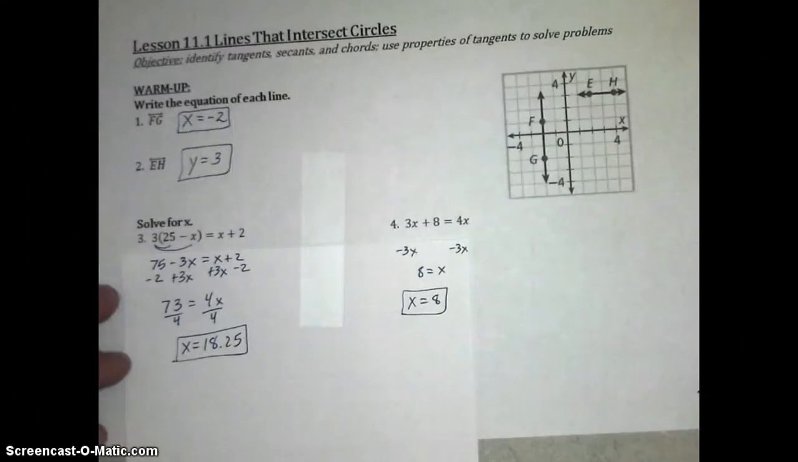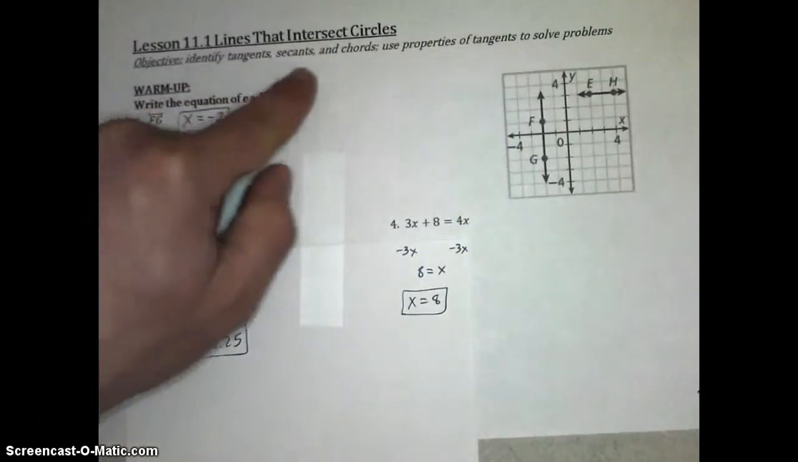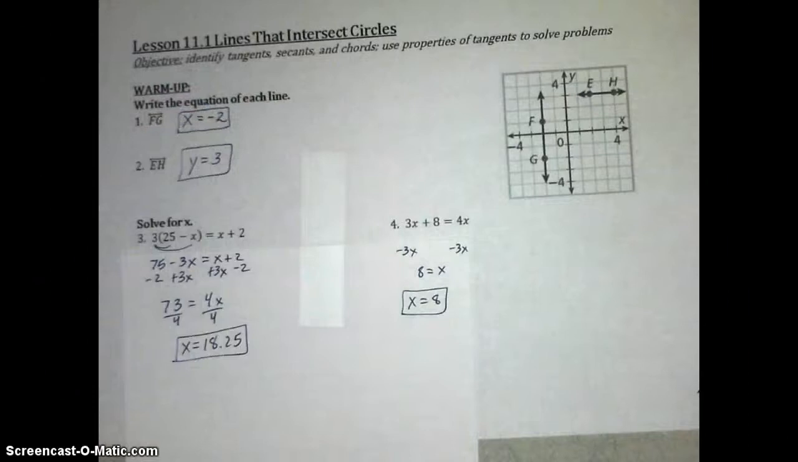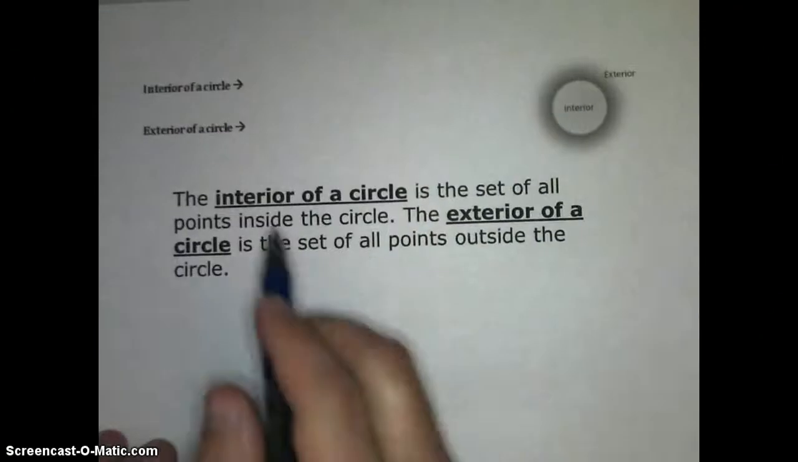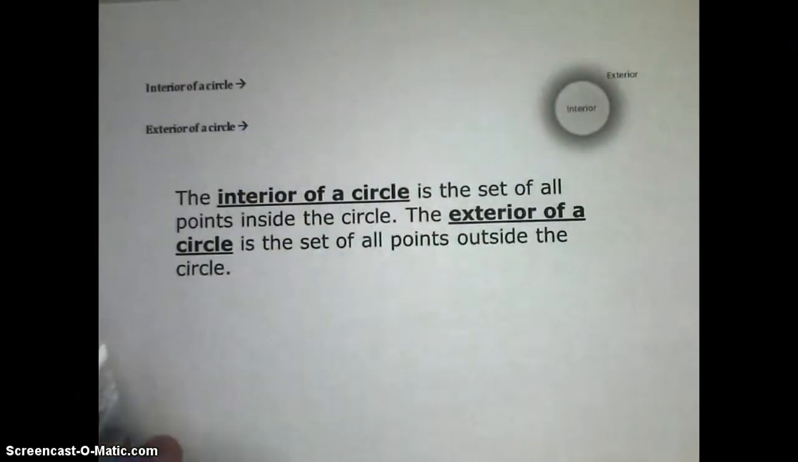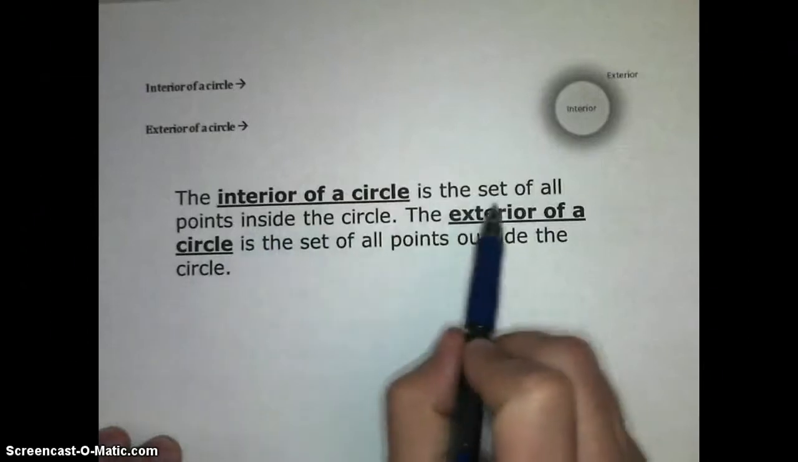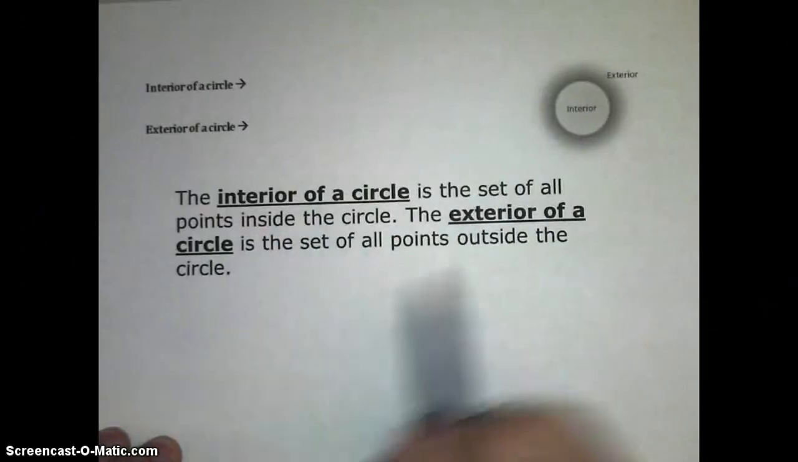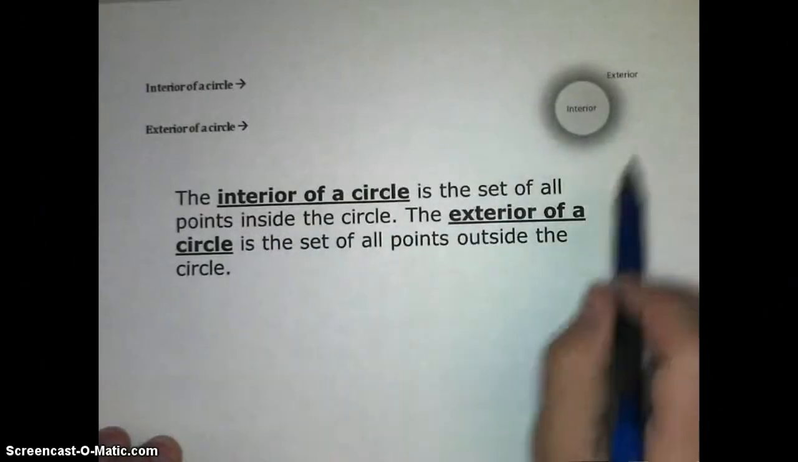Alright, let's take a look at identifying tangents, secants, and chords, and then using properties of tangents to solve problems. These are all parts of lines that will intersect circles. Okay, first we need to look at what the interior of a circle is and what the exterior of a circle is. Very basic. Interior of a circle is the set of all the points inside the circle. Exterior is the set of all the points outside the circle.